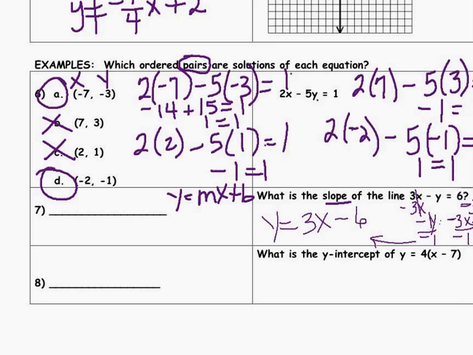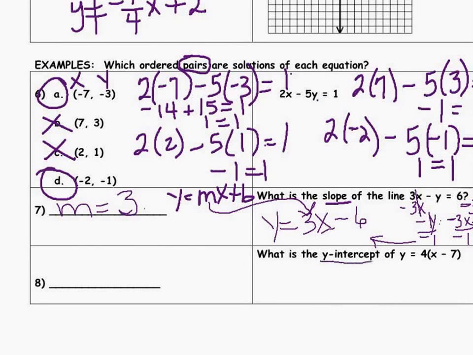Now, before you go to the next problem, make sure you answered the question. It says, what is the slope? Well, if you'll remember, the slope is going to be the number multiplied by your x. So I'm going to answer my question like this. Slope is equal to 3. Notice I did not write x. X is not the slope, just the 3.